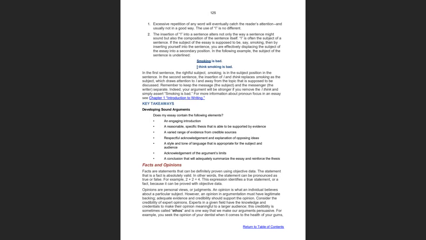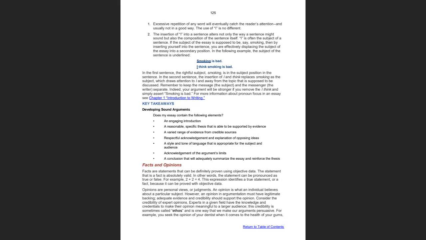Opinions are personal views or judgments. An opinion is what an individual believes about a particular subject. However, an opinion in argumentation must have legitimate backing. Adequate evidence and credibility should support the opinion. Consider the credibility of expert opinions. Experts in a given field have the knowledge and credentials to make their opinion meaningful to a larger audience. Their credibility is sometimes called ethos and is one way that we make our arguments persuasive.